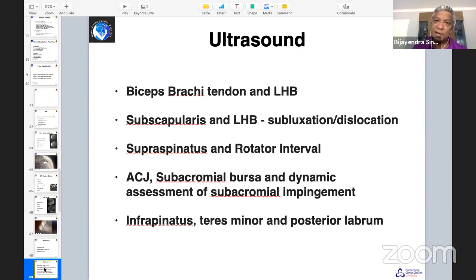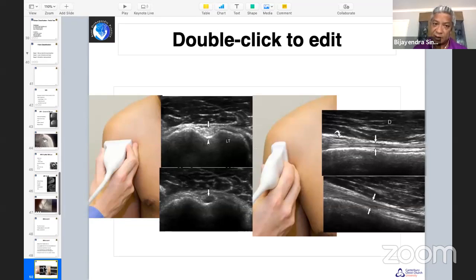But if you're doing it, then there needs to be a protocol of how you're going to look at these. So starting from the biceps and the subscapularis at the front, then the supraspinatus, then the subacromial bursa, and then round the back. And you need to understand what the anatomy looks like.